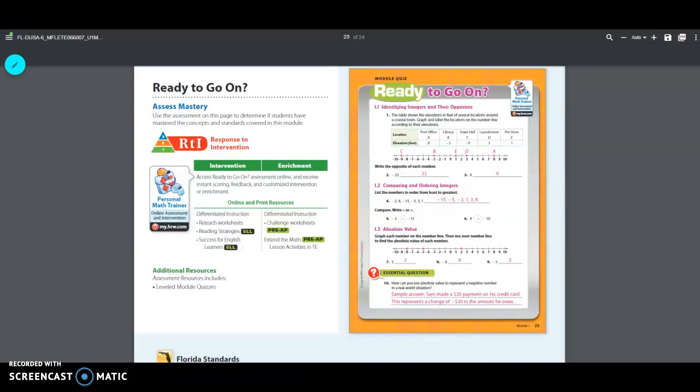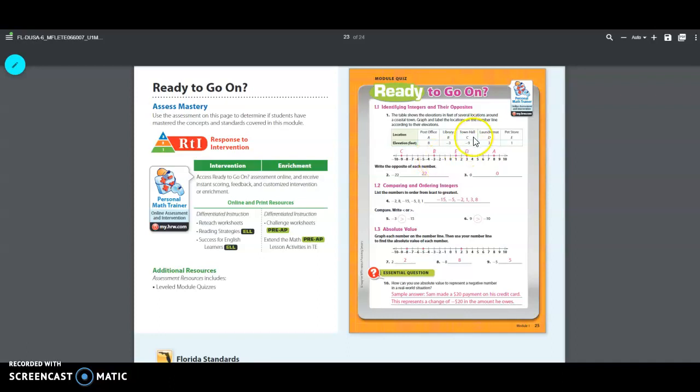Okay, so for the module quiz for Ready to Go On, for the first part, for identifying integers and their opposites, we were looking at a table that showed elevations in feet of several locations around a coastal town. You were graphing and labeling the locations on a number line according to their elevations. So for example, the post office, which is at a positive elevation of 8, is going to be located over here for A. The library, which will be B, which has a -3 elevation, will be located at the -3.